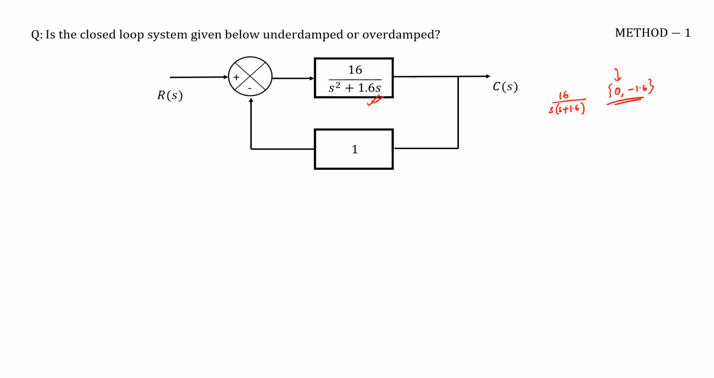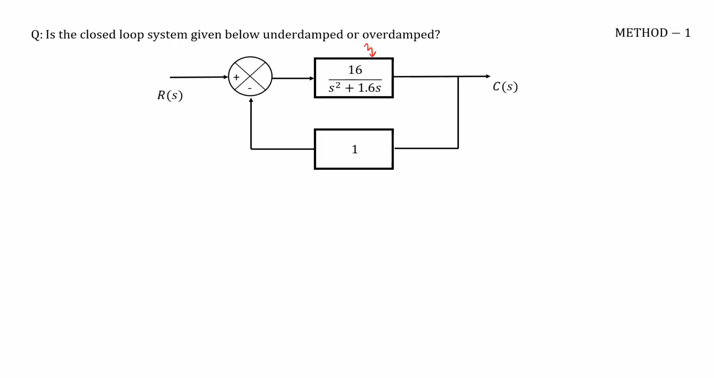No, that is not how it works. We are not talking about the plant here. We are talking about the entire system, the closed loop system. So, this is very important. For which system are you asking about the response? If the question was whether the plant is underdamped or overdamped, then only you would look at the plant transfer function. But here we are talking about the entire system after you have connected the feedback also. So, is the closed loop system underdamped or overdamped?